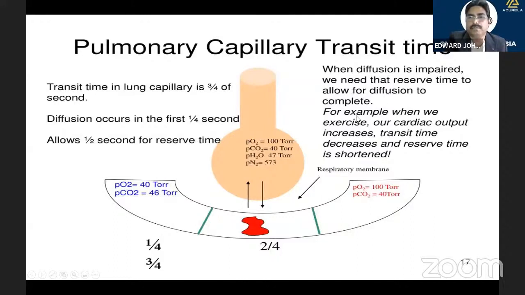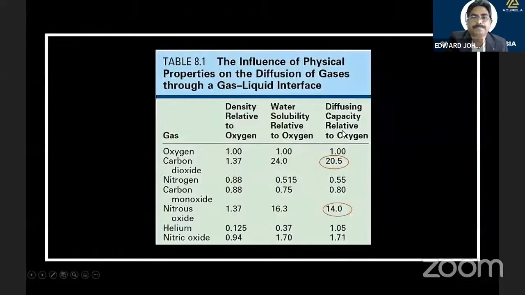So when there is an increased heart rate in exercise, and the cardiac output increases, the transit time decreases. So the reserve time is utilized for the diffusion. At that time, when the transit time is reduced, the uptake depends upon the solubility coefficient rather than the difference in the partial pressure. So that is the reserve capacity of the capillary transit time.